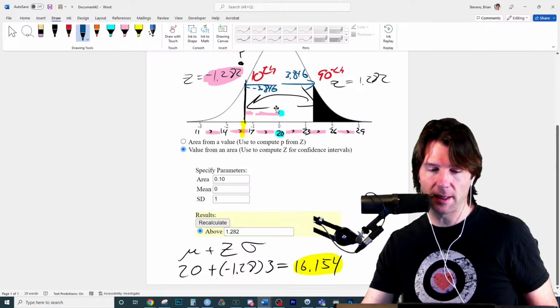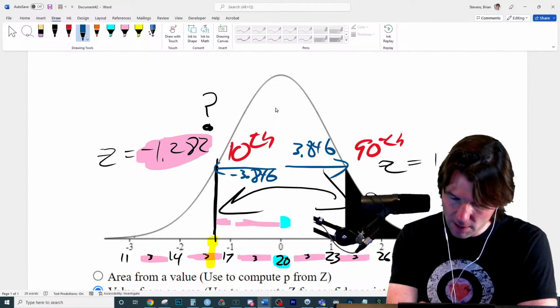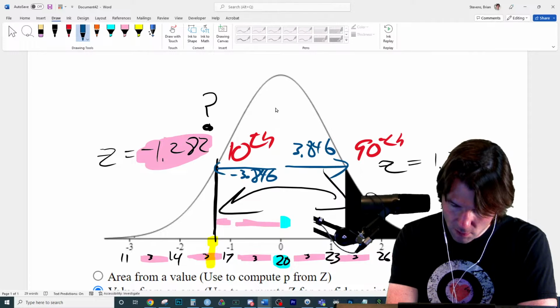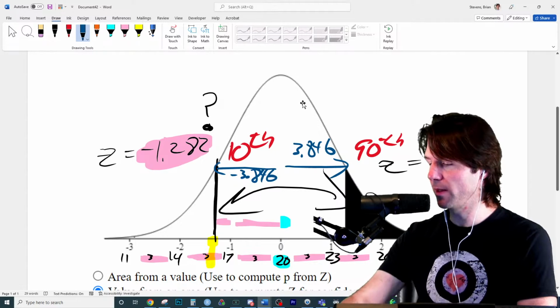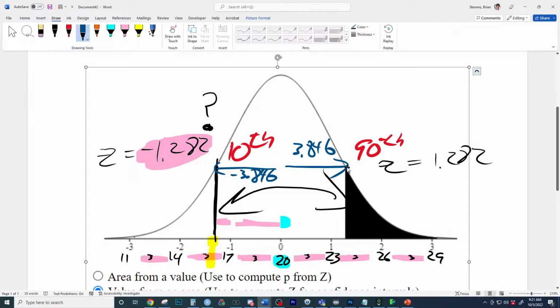Does that make sense how I did the final? I found the 90th by knowing the 10th percentile is that far below, so the 90th is that far above.